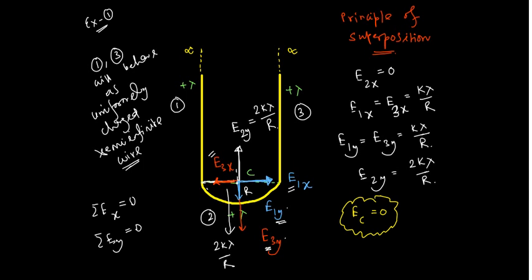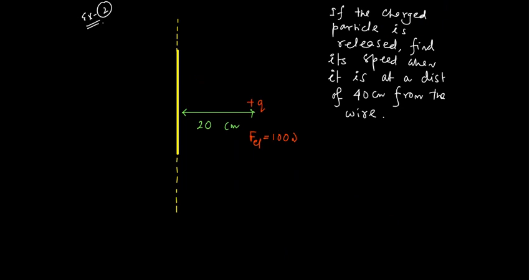Whenever you get such situations where you have to find the electric field for a charge distribution, my suggestion is to divide it into different segments, then try to find an analogy with the previous case that we have done, and substitute the formula accordingly. Okay, next, let us move on.